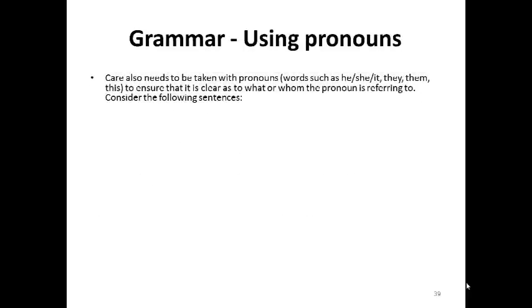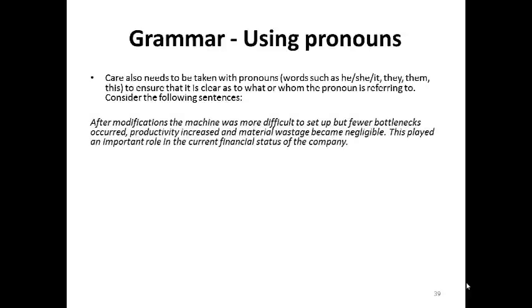Now, using pronouns also tends to be a tricky area with writers. Words such as he, she, it, they, them must be used carefully to ensure that it's clear as to what or whom the pronoun is referring to. For example, after modifications, the machine was more difficult to set up, but fewer bottlenecks occurred, productivity increased, and material wastage became negligible. This played an important role in the current financial status of the company.